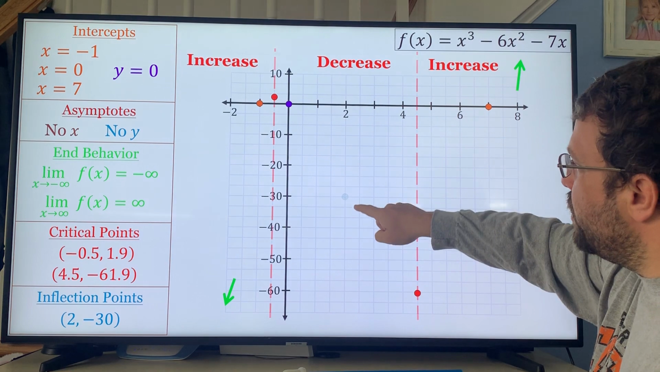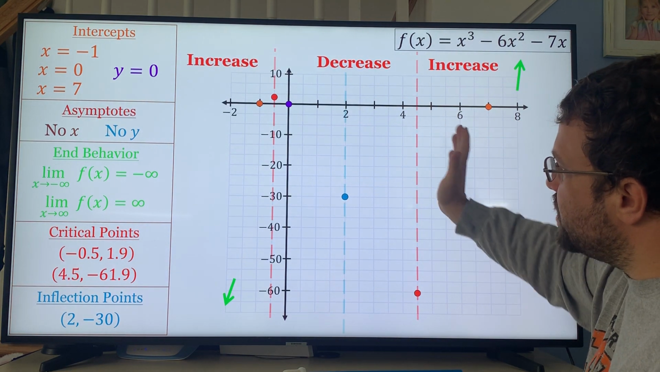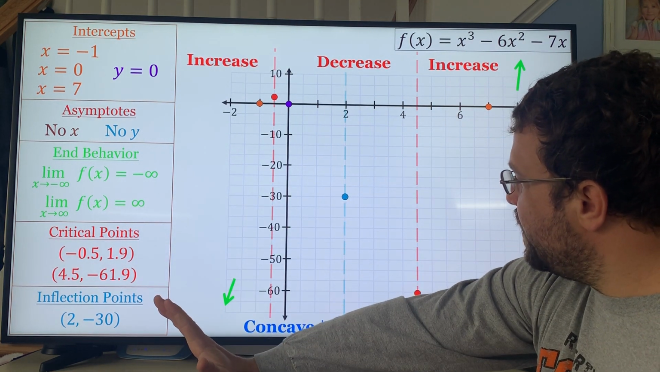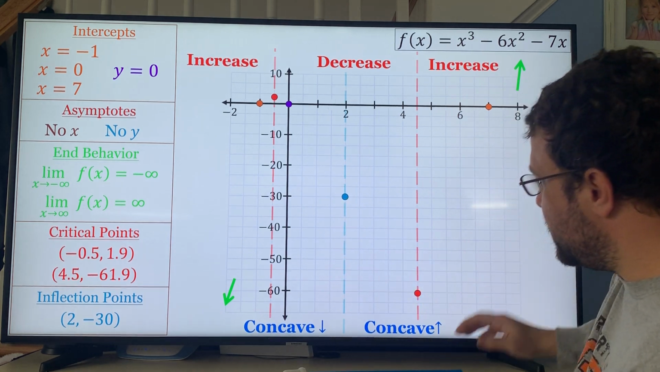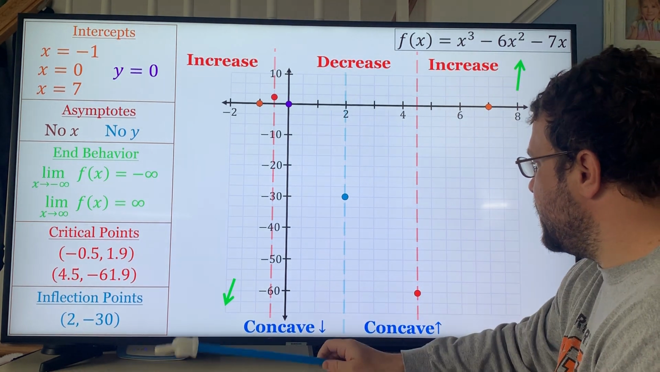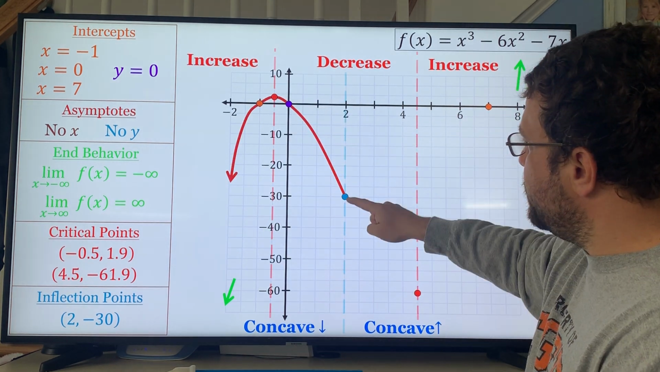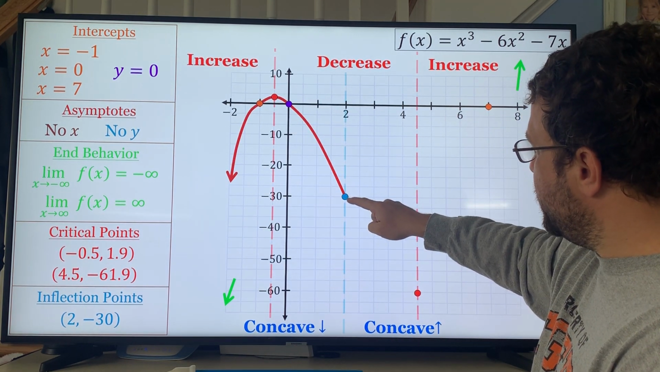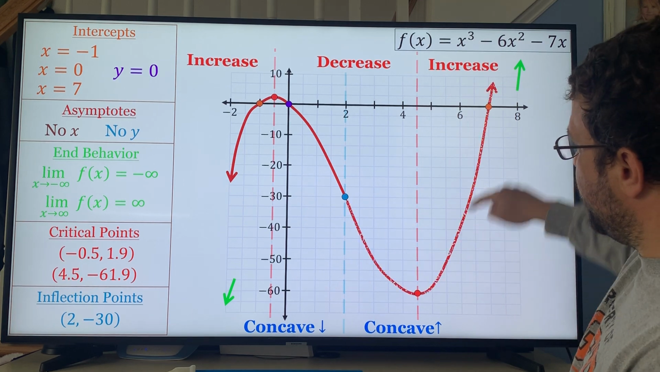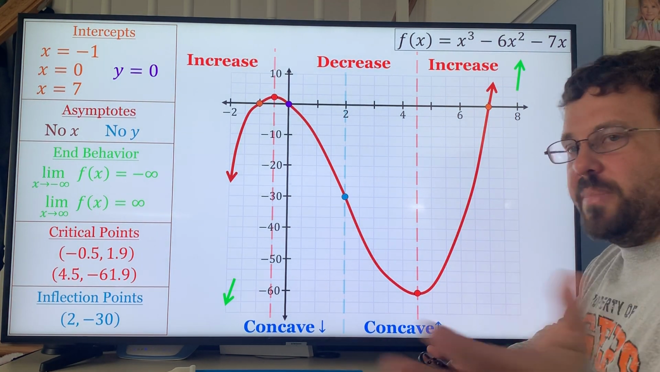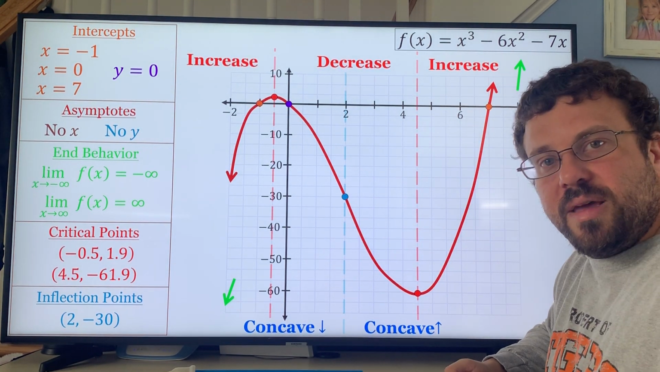So 2 over, 30 down. And what happens at this inflection point is everything on the left is concave down. Everything to the right of this is concave up. So that's my inflection line. So that means that coming here, concave down till you get to this point. After this point, decrease and increase with a concave up. All right? And that's it. That's your graph. See how quick we did that one?